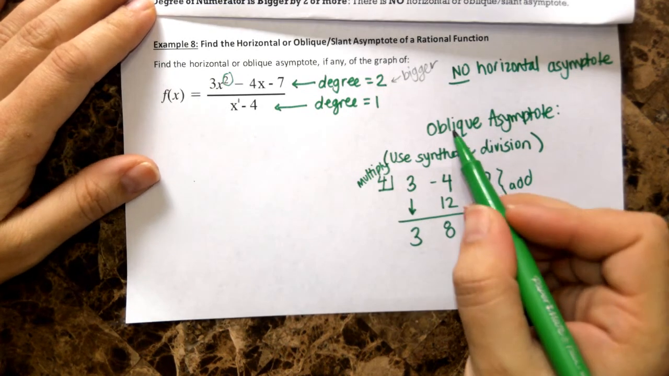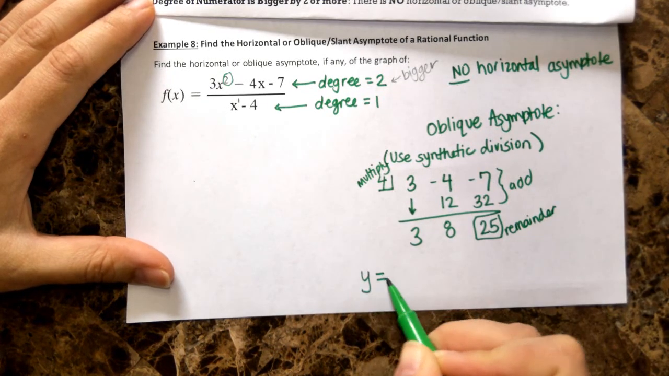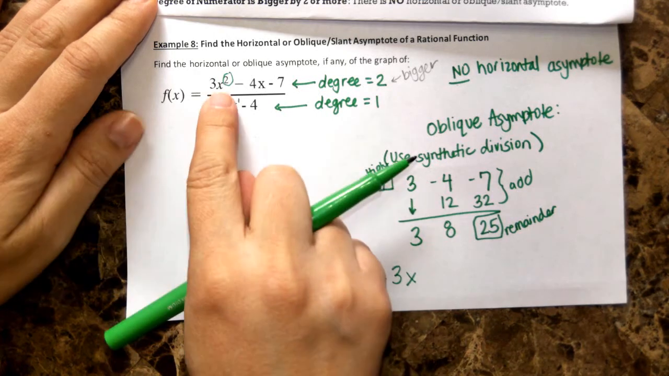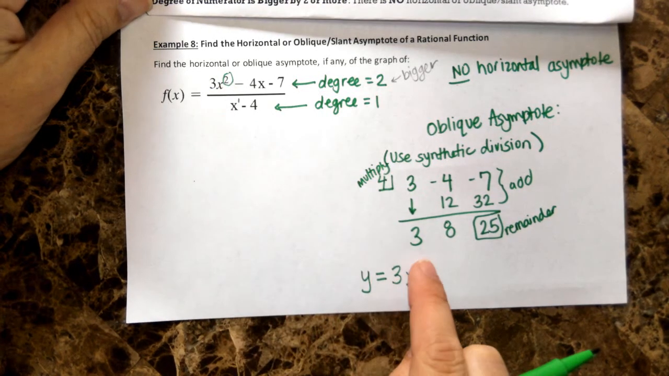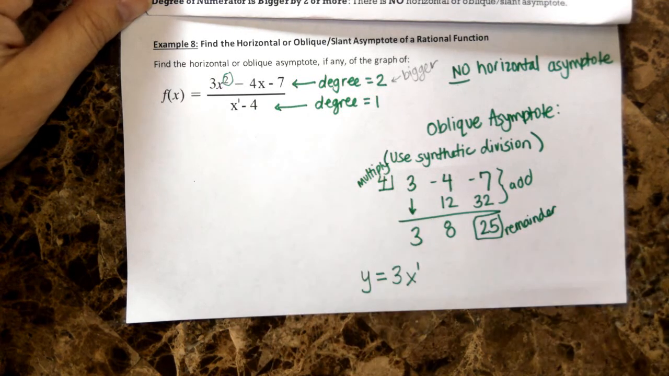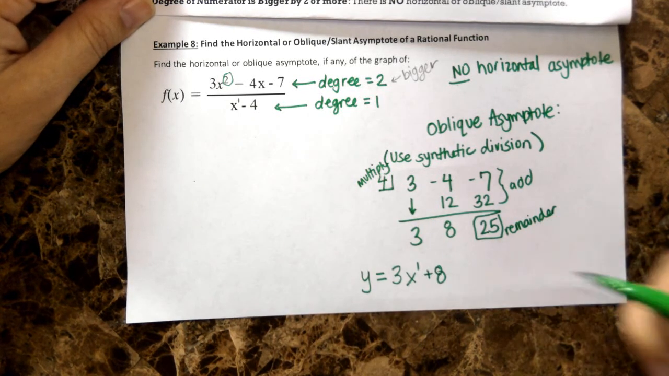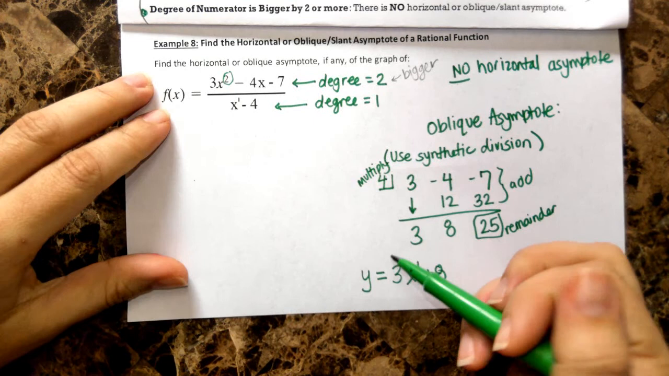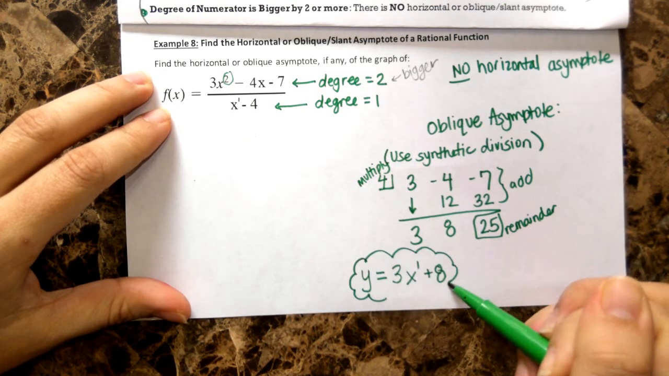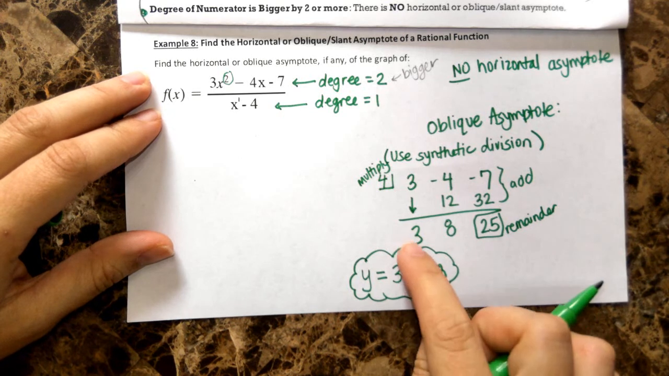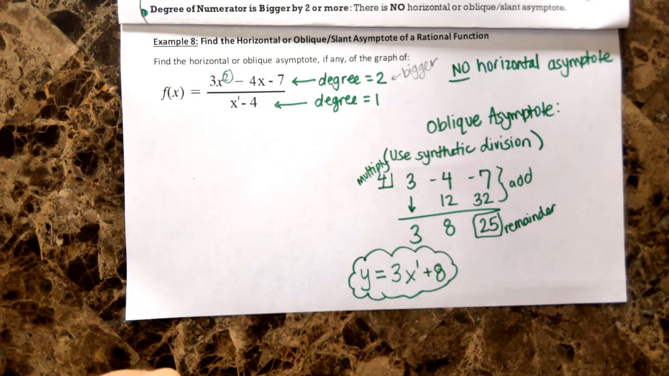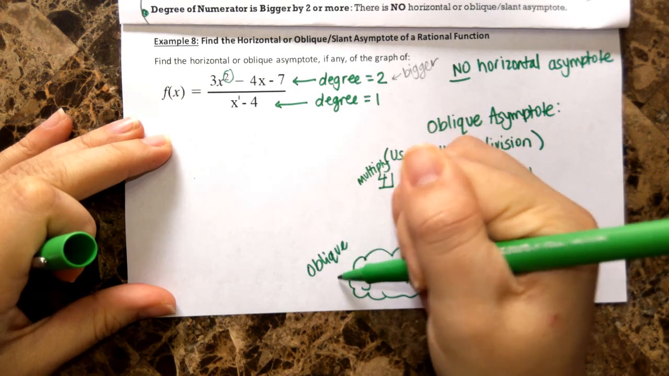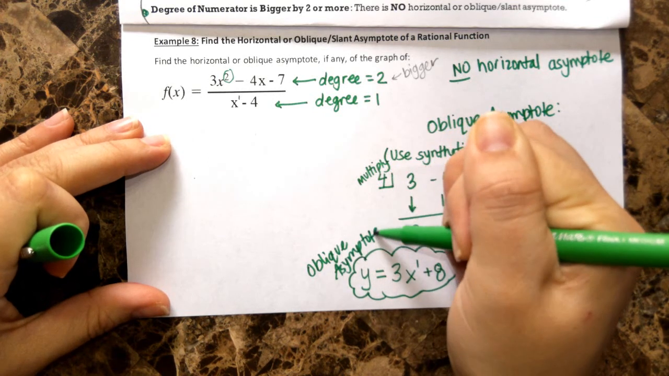So what this means is that my oblique asymptote will just be y equals 3x to the, well, our original problem was x squared, so our answer will be 1 less than that. So you can write x to first, or you can just write x plus 8, and that would be it. You don't need to include the remainder. The equation for the oblique asymptote is just 3x plus 8, and if there is a remainder, you would leave it off. And that's it.